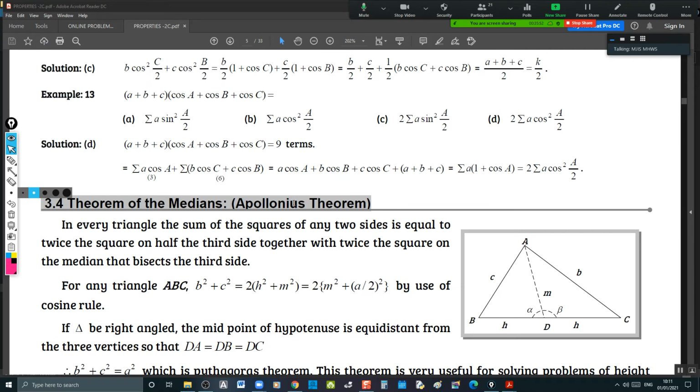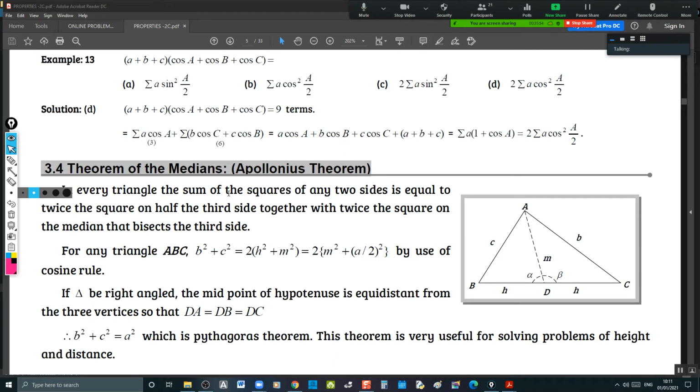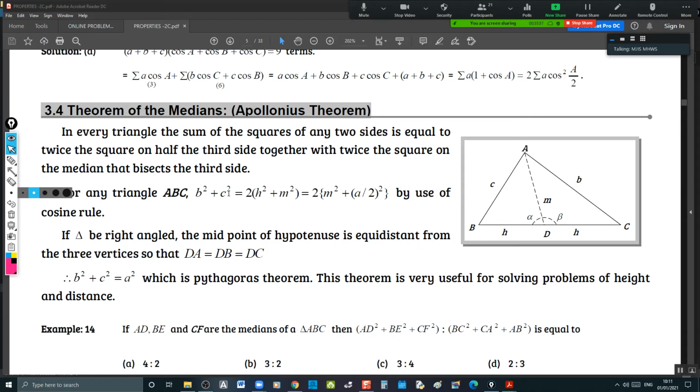Next, Apollonius Theorem. Let me tell you the statement of it. In every triangle, the sum of the squares of any two sides is equal to twice the square on half the third side together with twice the square on the median that bisects the third side. What it means: b square plus c square, it can be proved, of course, is equal to twice of h square plus m square.